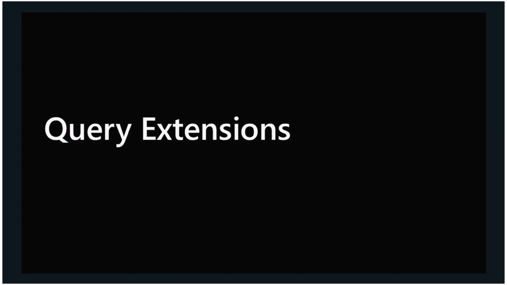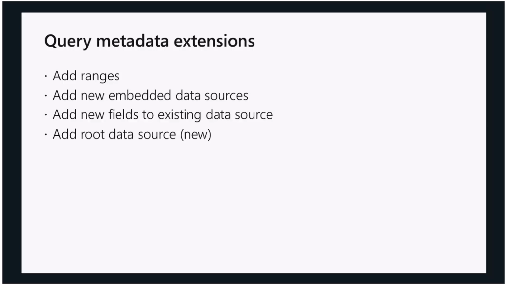We'll just touch briefly on query extensions. Query extensions support the ability to add ranges or embedded data sources, which can effectively change the query selection logic. You can also add fields to the query from the existing data sources or new ones you have added via an extension. And new, as of PU20, is the ability to add a new root data source. You couldn't do that previously.